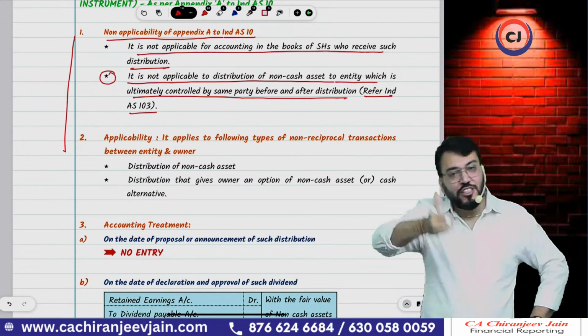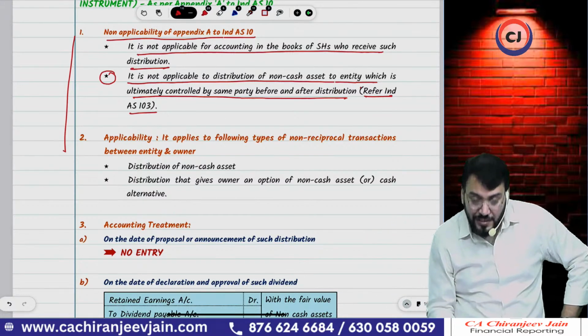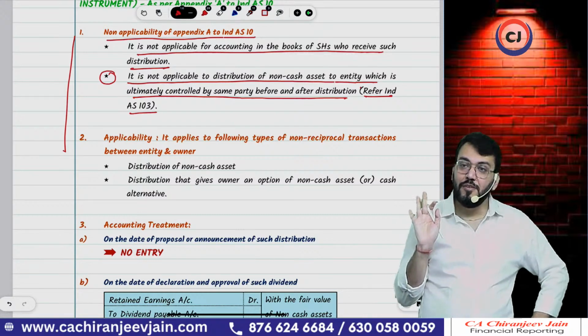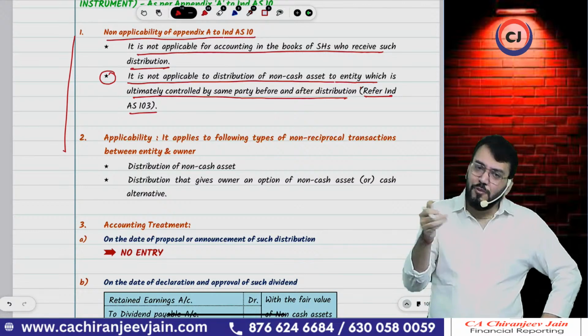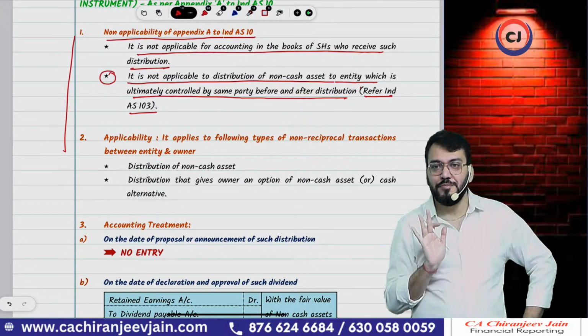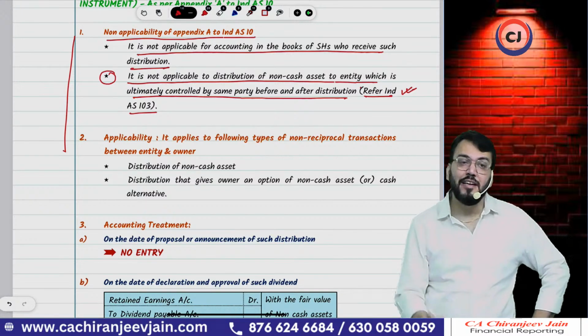Control, everything will be discussed where? Ind AS 103. They have already given the reference to Ind AS 103. I will only come back to this point. Don't worry, I will come back; you are not supposed to remind me. So automatically this para will be covered under Ind AS 103.